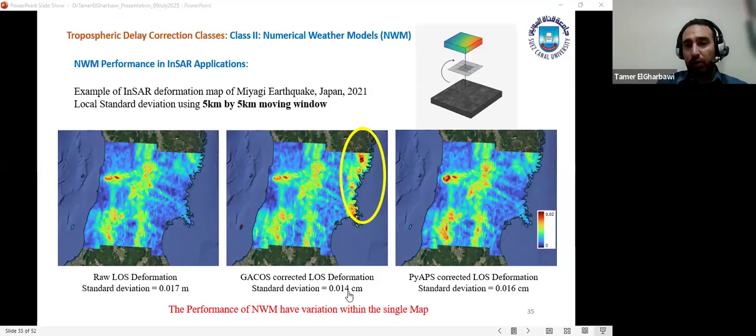However, when we are using this kind of local standard deviation, we can see that in part of the image, the standard deviation has increased. This means that the phase becomes unreliable in these parts. So I believe this is part of ongoing research now in order to filter which atmospheric correction can be used. And if we apply atmospheric correction and it performed well, should we use it in the whole image or just part of the image?